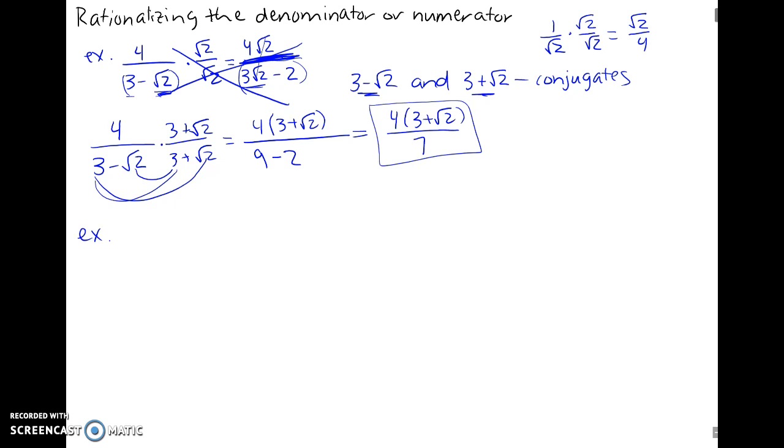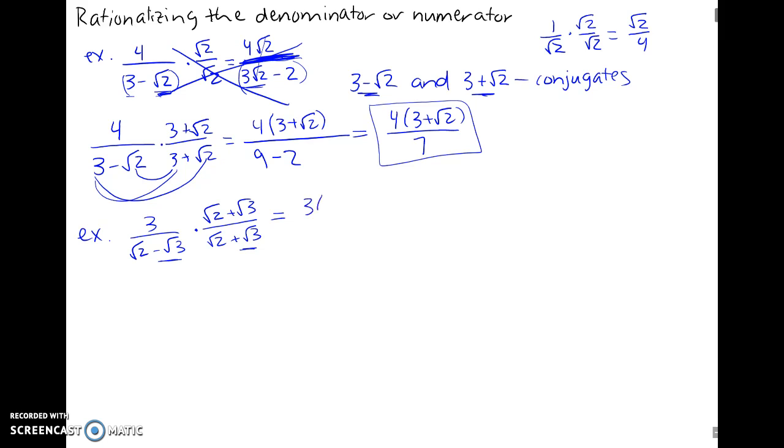So if I have 3 over root 2 minus root 3, if that's my problem, I want to multiply by the conjugate. So I'm still only going to switch one of the signs, either the first one or the second one. It's easier for me to switch the second one. So I have root 2 plus root 3 over root 2 plus root 3. Okay, so again, I have opposite signs. This is going to multiply to be the difference of two squares.